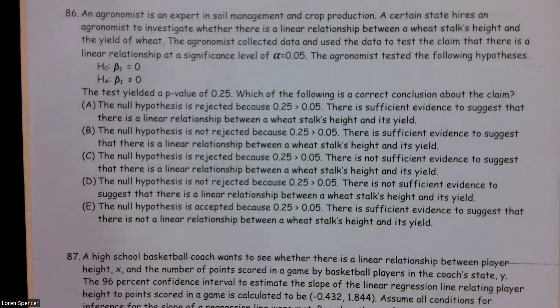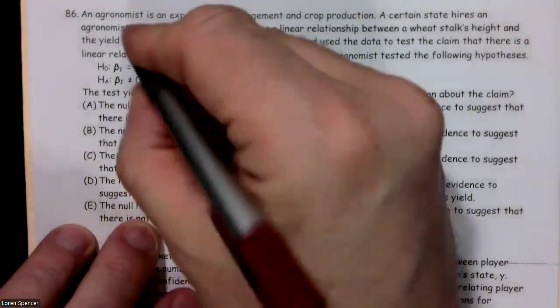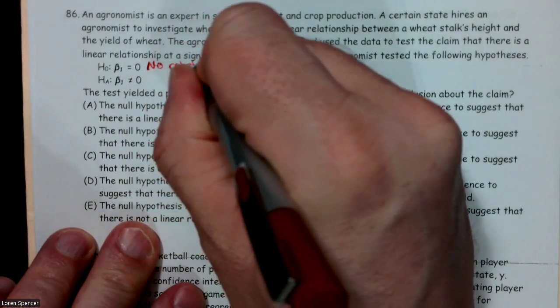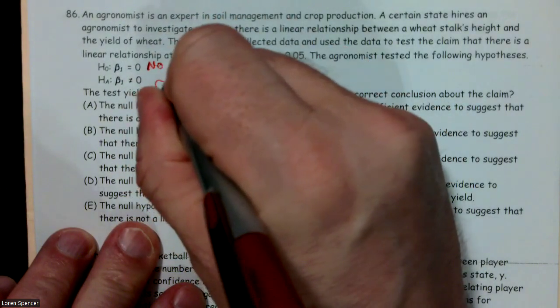A certain state hires an agronomist to investigate whether there's a linear relationship between a wheat stalk's height and the yield of wheat. The agronomist collected data and used the data to test the claim that there is a linear relationship at a significance of 0.05. The agronomist tested the following hypothesis. All right, so this is no relation, and this is a relation.